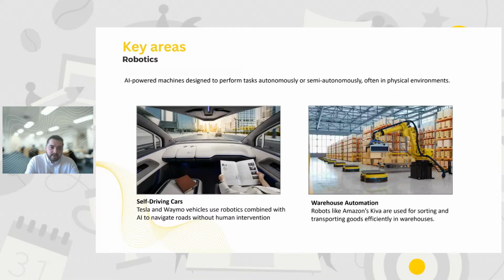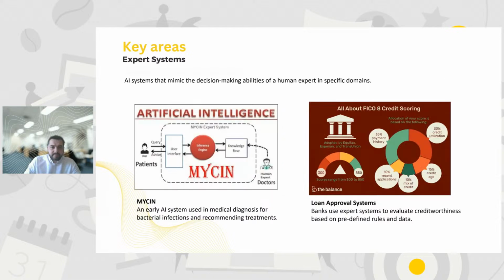Then also in robotics, here we are talking about self-driving cars, but from the point of view of robotics, and also automation in factories. So basically we have here some robotic arms that are using AI to perform some tasks and automate some processes in factories and other production lines.